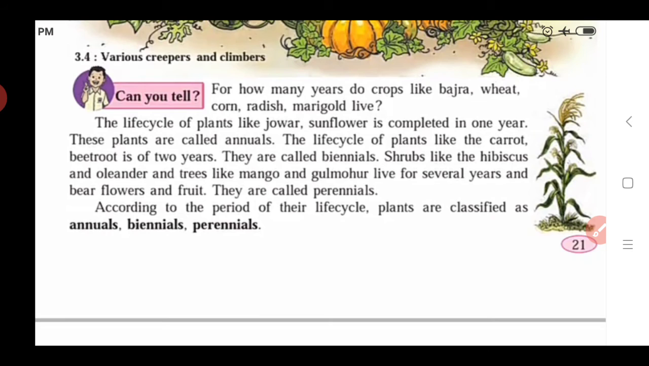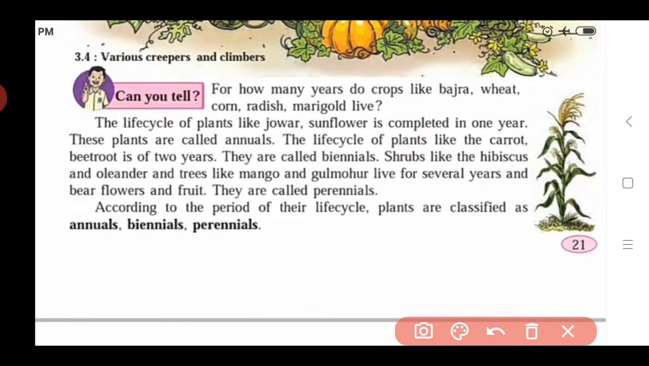So here we see the next type of plants, that is the vines. That is, these are the various creepers and climbers. Creepers means those which spread on the ground, and climbers means those which require vertical supports. Okay, so here the next classification is according to their life cycle. So these are also classified into three types, that is the annual, biennials, and perennials.